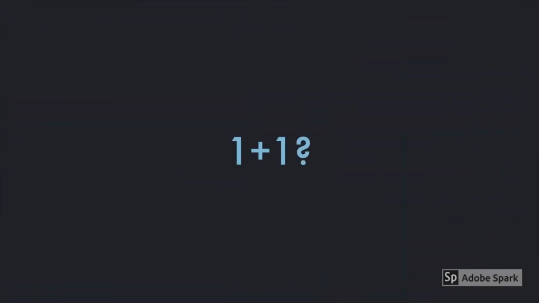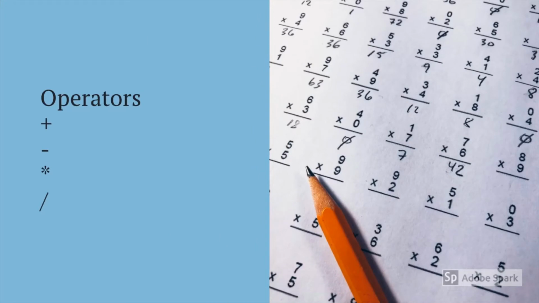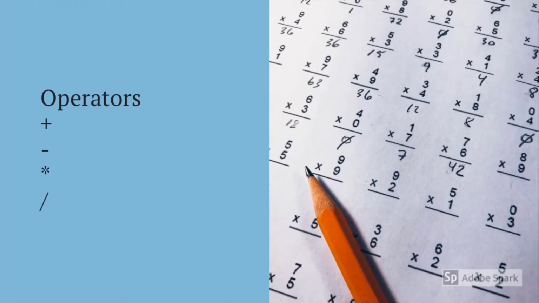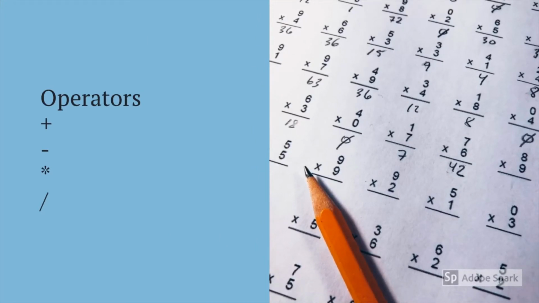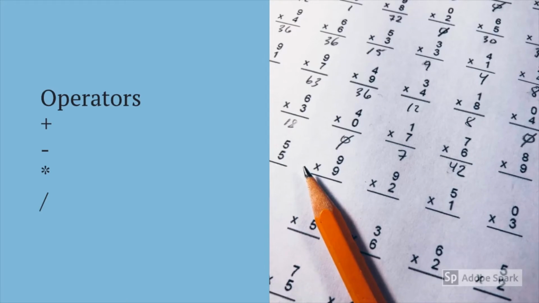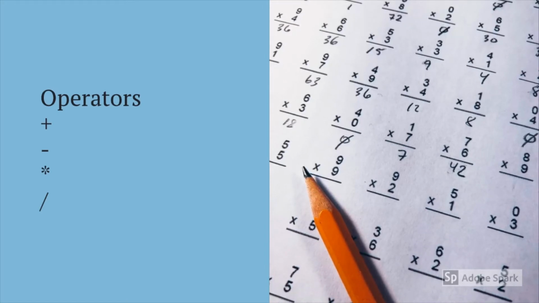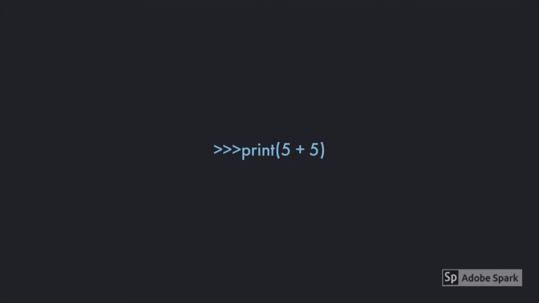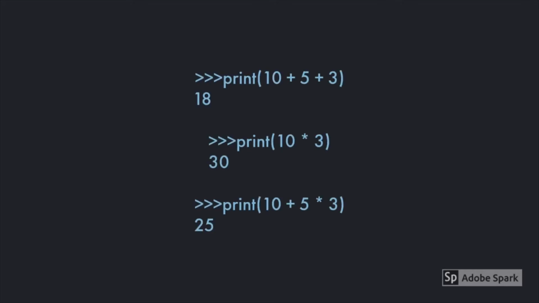One of the most useful things to do with the computer is math. When we want the computer to do math, we use operators, for example plus, minus, multiplication, and division symbols. All of these are also keywords. Let's make the computer do some simple math. Make the computer print out what 5 plus 5 is. When I ran this command, it outputted 10. Try it yourself.